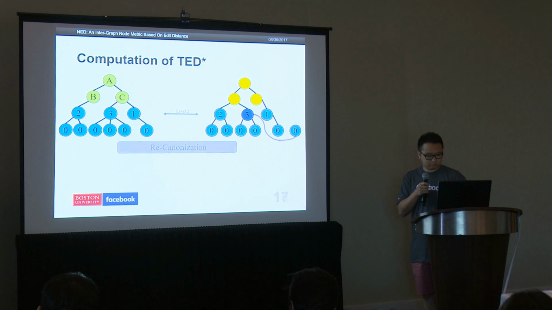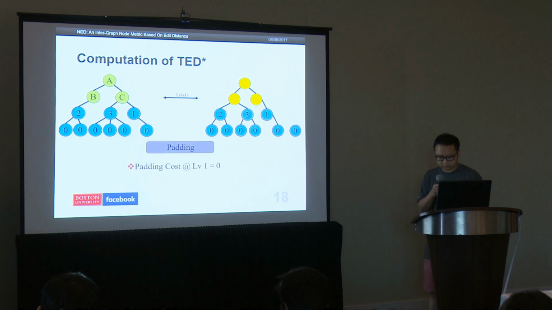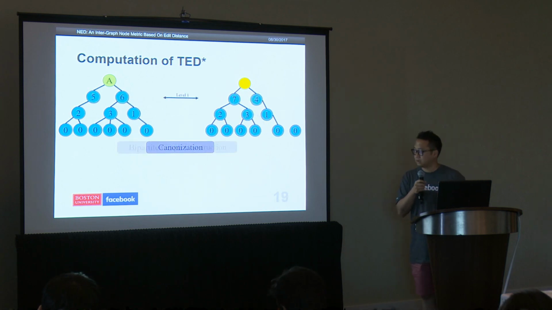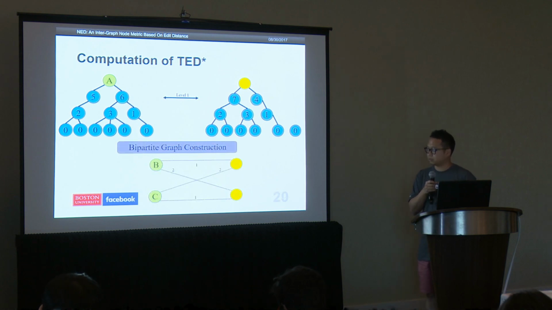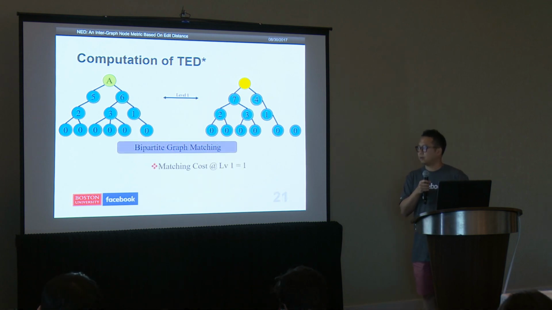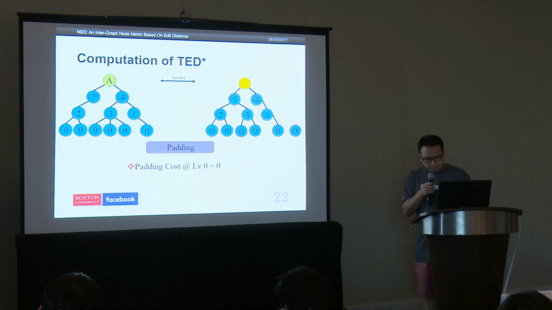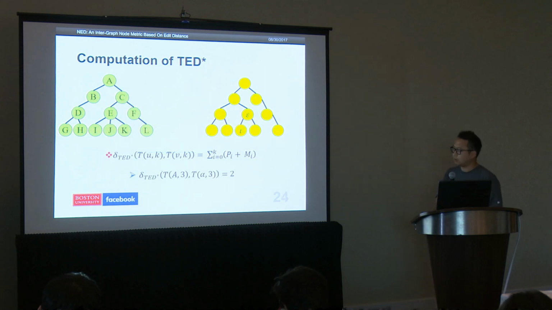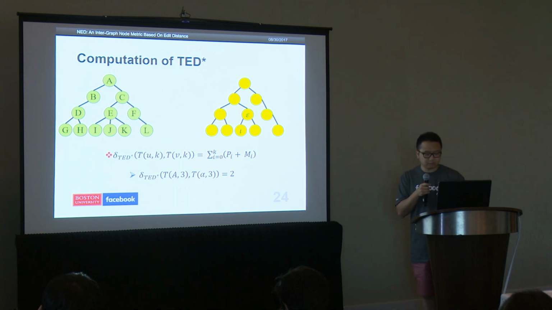And we go do the recanonization and go forth, with the padding, canonization, bipartite graph construction and matching, and then calculate the matching cost. And then finally, we go to the root. So this is how we calculate the tree edit distance. We use two types of cost, the padding cost and the matching cost, to calculate the tree edit distance. And we have the correctness proof in the paper to prove this algorithm can calculate the correct modified tree edit distance.